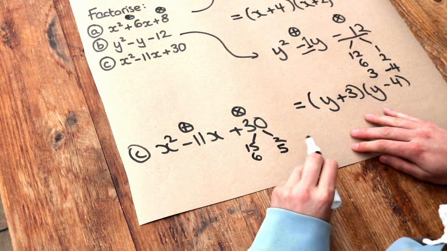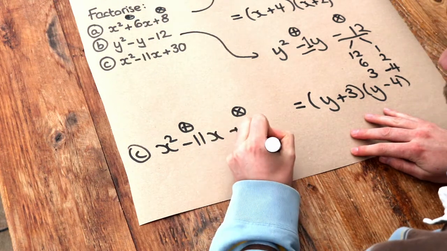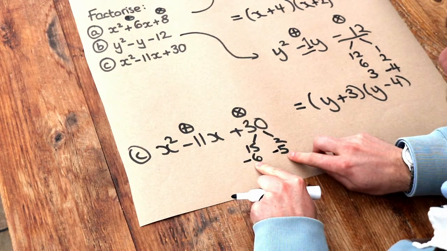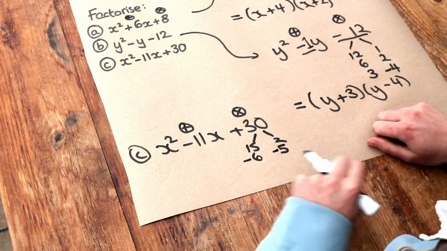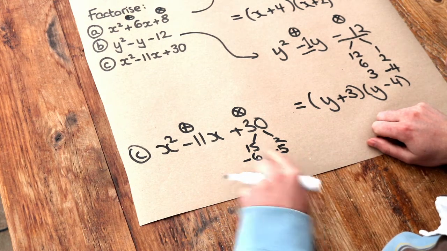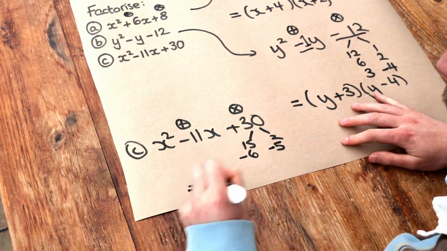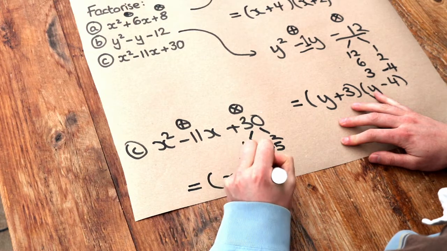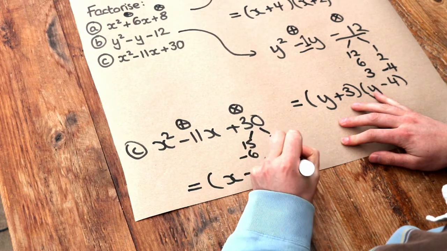What about 6 and 5? Oh, that's promising, because if you were to have minus 6 and minus 5, remember they both have to be negative this time to multiply to give a positive number, then minus 6 plus minus 5 is minus 11, and therefore the two brackets are x minus 6 and x minus 5.